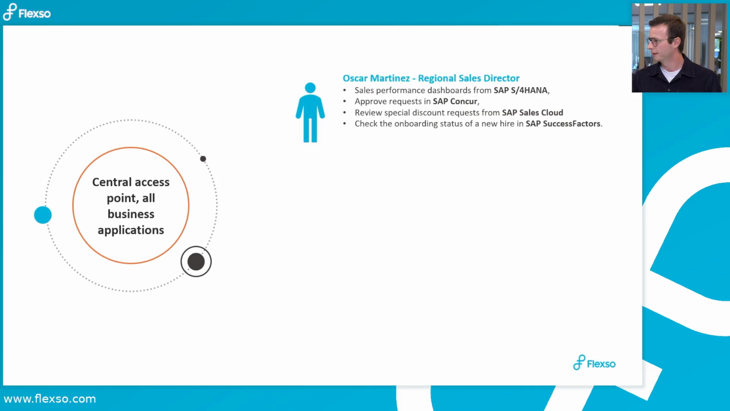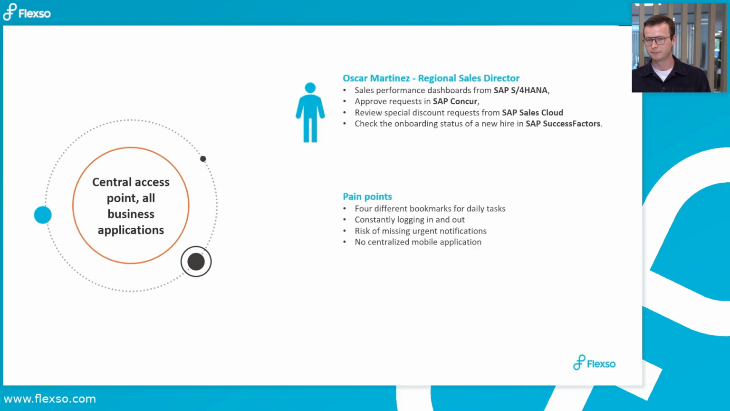And of course, this brings some pain points for Oscar. He needs 4 different bookmarks, 4 different tabs where he logs into the system too. Then he also has to log in constantly, and so on.